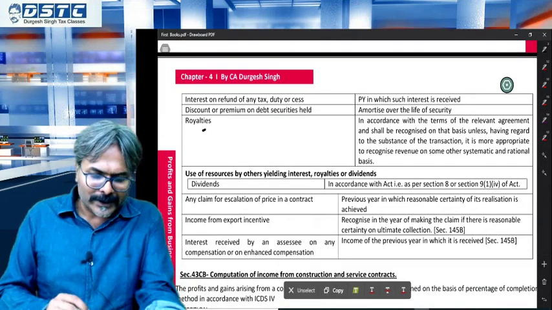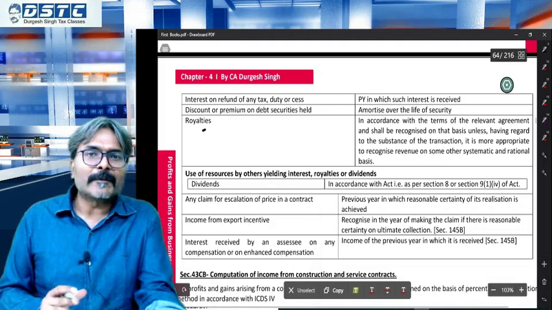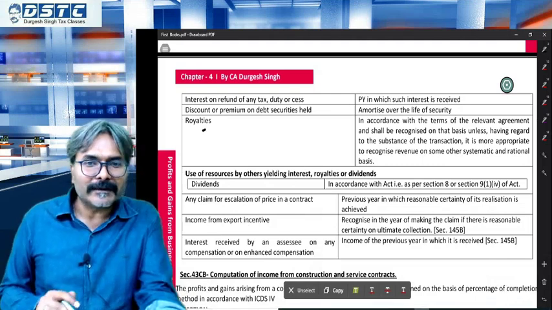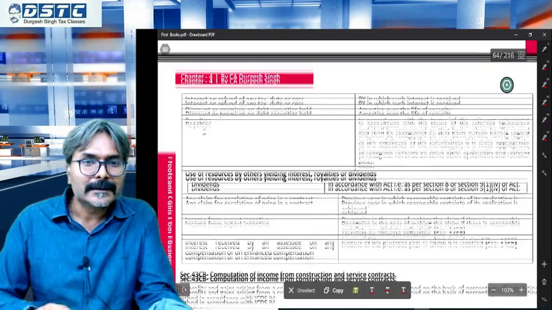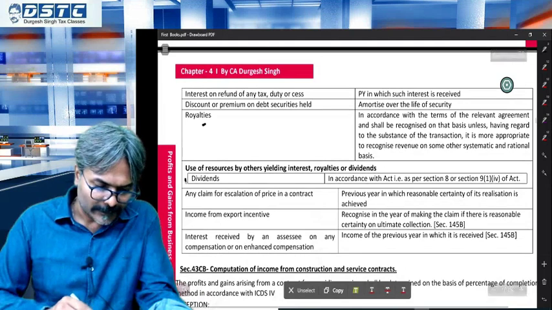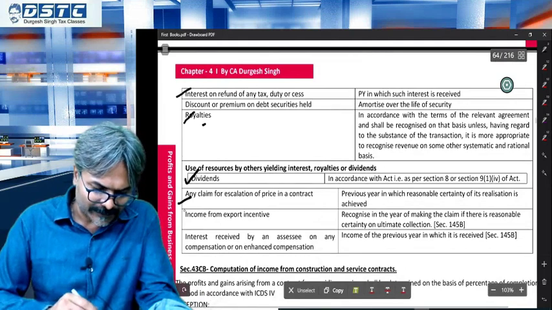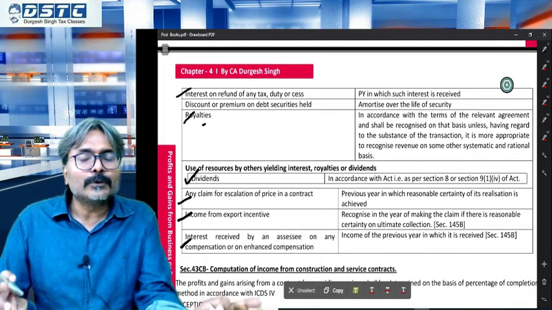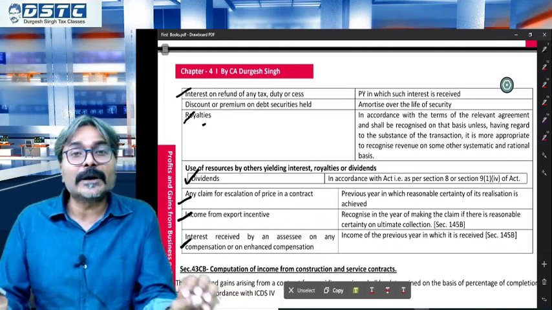So what about rent? Can you see rent anywhere? Rent from house property or from capital gains? This is ICDS 4. They're talking about dividend, royalty, discount, interest and so on. Are you finding anything relating to rental income from house property or capital gains? And the answer is no, and you will never find it.